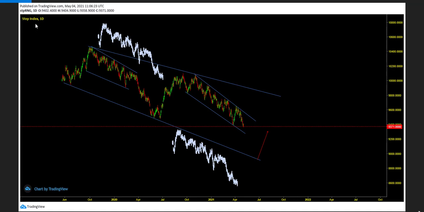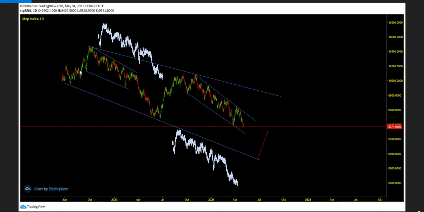Before I show you where I'm expecting step index to go this week, let's take a look at this price action. This was my analysis on 4 May 2021 of step index long term. You can see there at the top, this is the daily time frame for step index. I put this from TradingView for Binary.